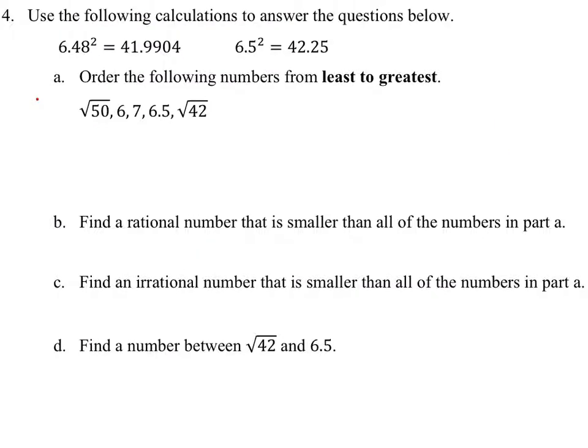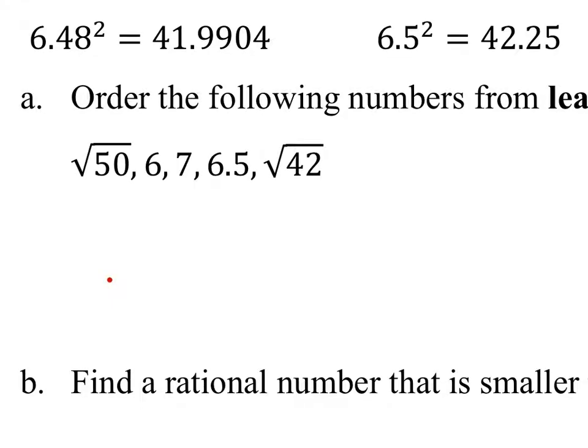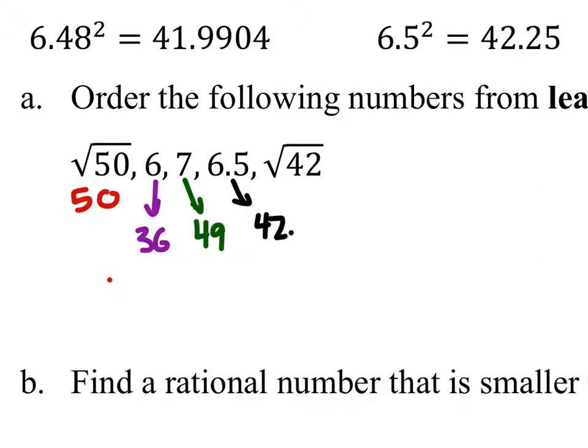Use the following calculations to answer these questions below. Order these numbers from least to greatest. So again, we're going to square these. If we squared the square root of 50, that would give us 50. 6 squared is 36. 7 squared is 49. And 6.5 squared gave us 42.25. And then the square root of 42 squared is simply 42.